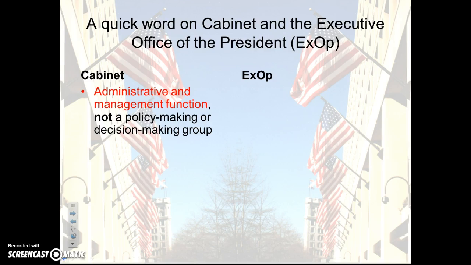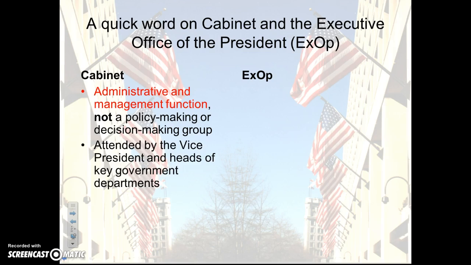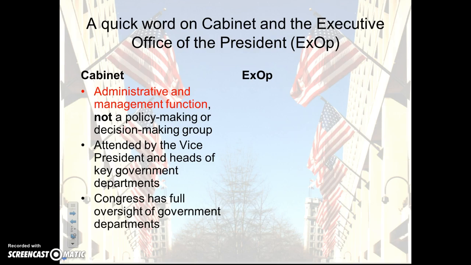So, cabinet and the ExOp. Cabinet: administrative and management function. It's not where policy is made or decisions are reached. It's attended by the Vice President and the heads of the key government departments. Congress has full oversight of government departments. It is not the job that we have in the UK.